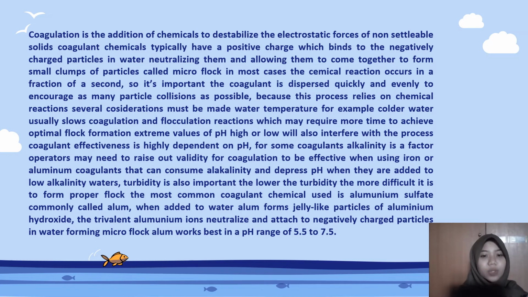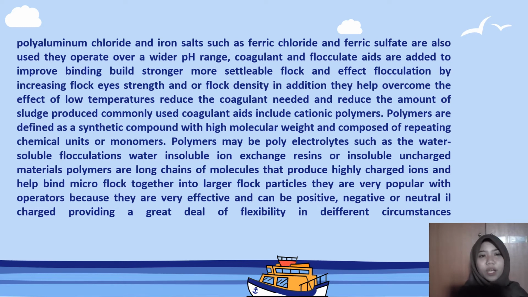When added to water, alum forms jelly-like particles of aluminum hydroxide. The positively charged aluminum ions neutralize and attach to negatively charged particles in water, forming microfloc. Alum works best in a pH range of 5.5 to 7.5. Polyaluminum chloride and iron salts such as ferric chloride and ferric sulfate are also used. They operate over a wider pH range.